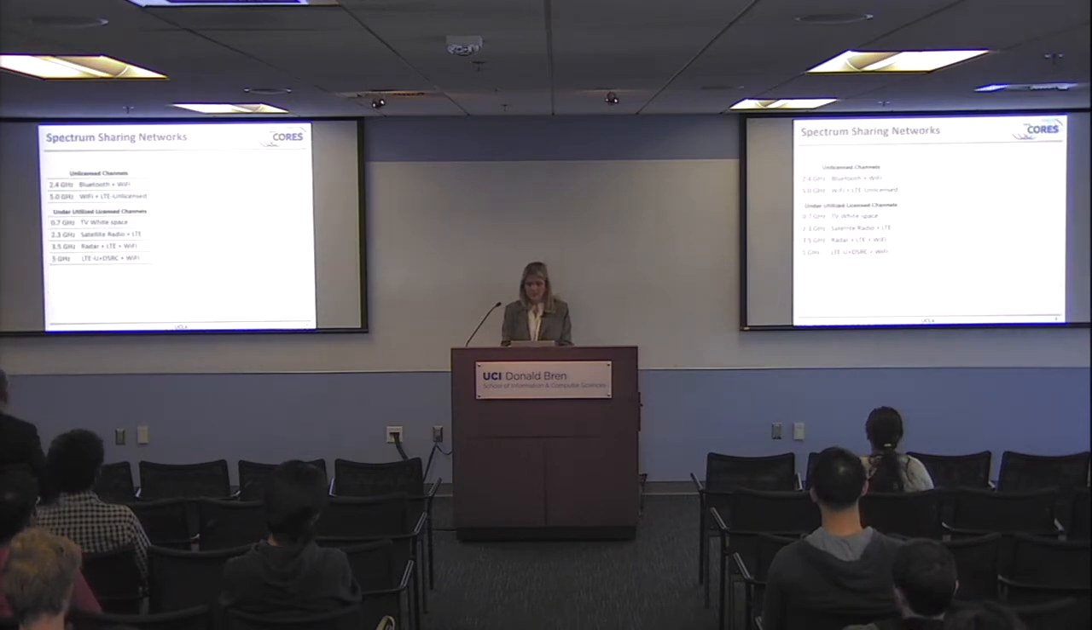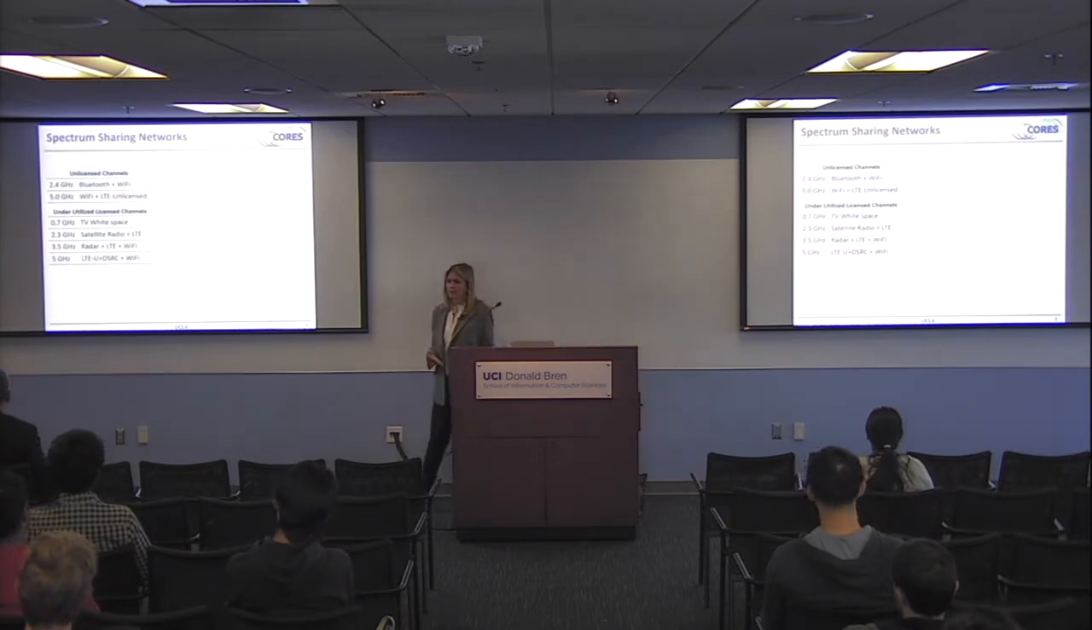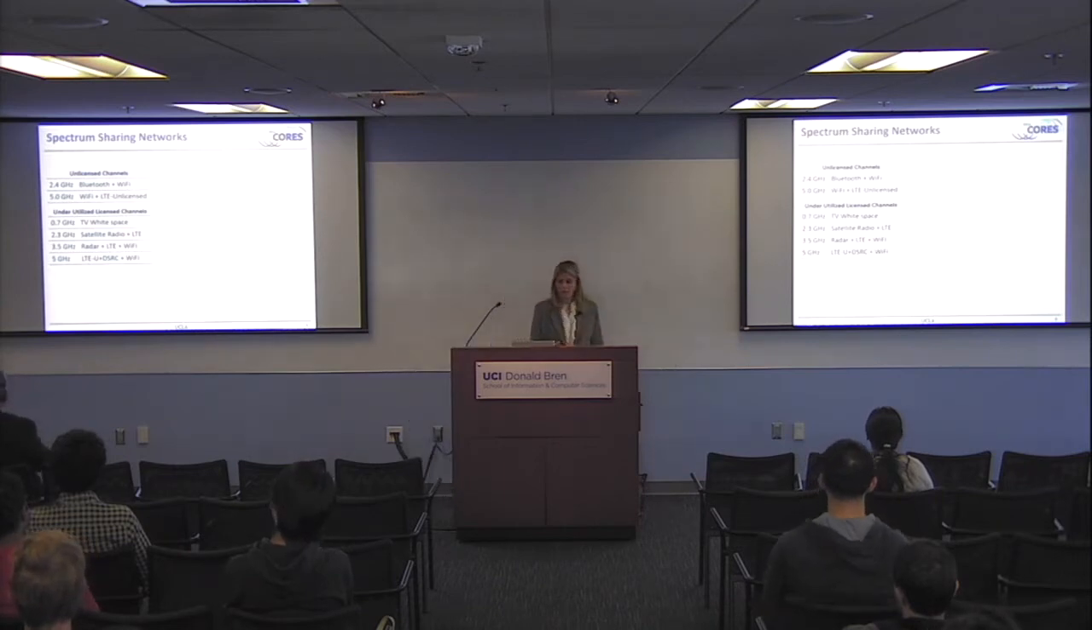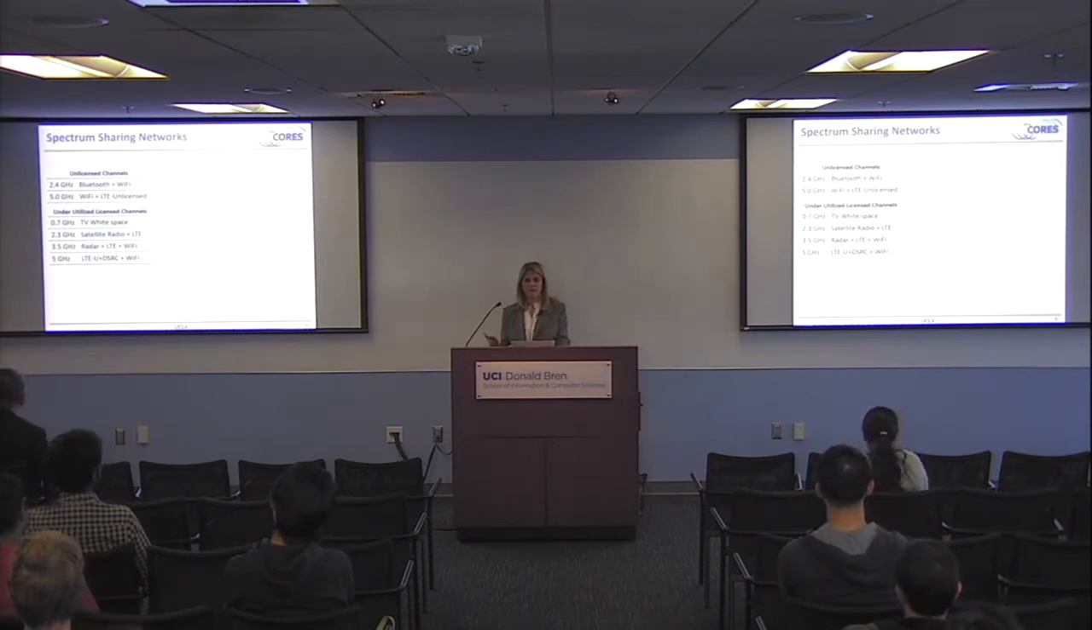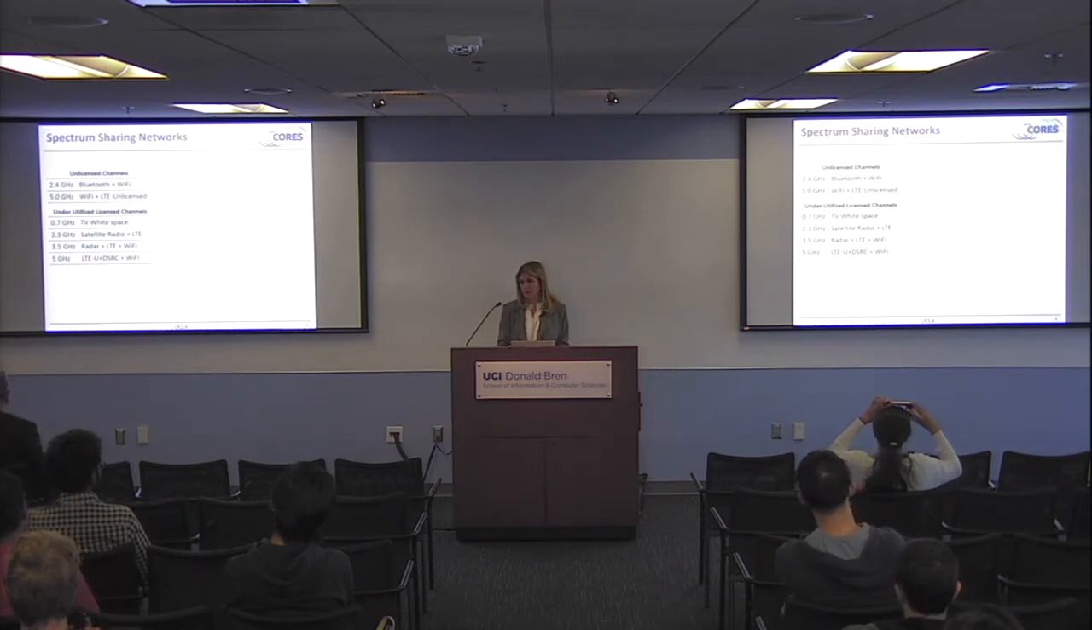So now, where is this actually being considered? Let's be more specific. Well, in unlicensed bands, being 2.4 and 5 gigahertz, we already have spectrum sharing. And even before this idea of spectrum sharing came, engineers were required to design systems that can coexist. So we have 2.4 gigahertz, Bluetooth, Wi-Fi, Zigbee, and so forth, versions of Wi-Fi. In 5 gigahertz, we have Wi-Fi and LTE unlicensed, okay?